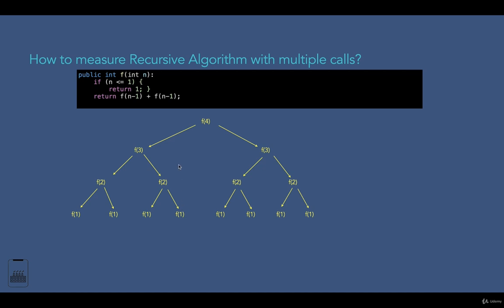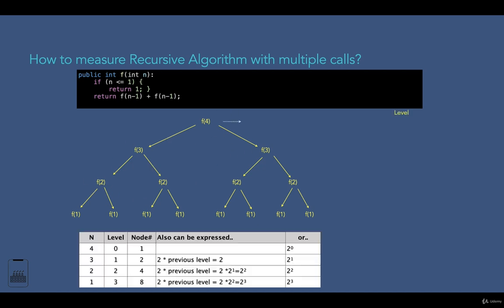If you look at this tree over here, we see that the depth of this tree is 4: 0, 1, 2, 3. So this means that if we start from 0, the depth is 4. Here in level 0, we have only one node. Then in level 1, we have 2 nodes. In level 2, we have 4 nodes. And in level 3, we have 8 nodes. I have put everything in this table over here. So you can see that in level 0, we have only 1 node. In level 1, we have 2. In level 2, we have 4. And in level 3, we have 8.